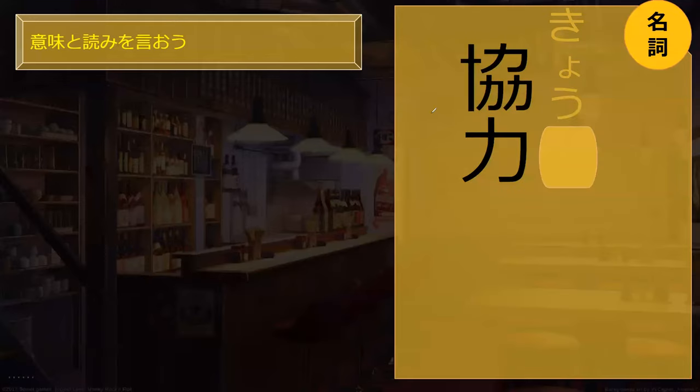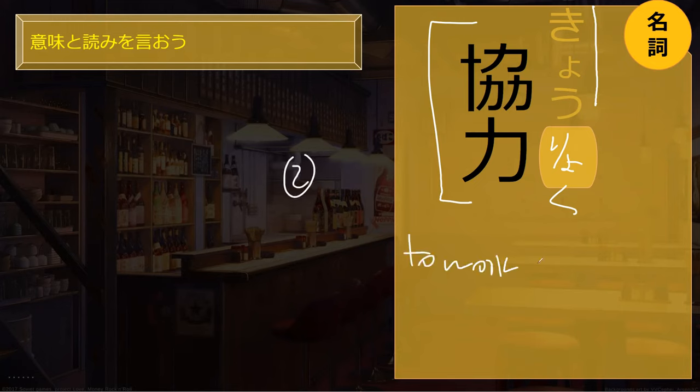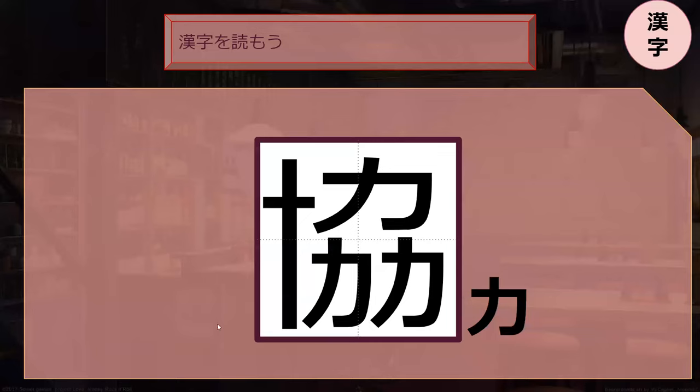Can you read this word for me? Kyoryoku. To help. Perfect. Sadly, not helping. So, kyoryoku, I think there's like two words for it. This is to work together, right? So I guess it's kind of like to help, to work together. Because we got all these chikaras piled together. So we got a piling up of help. So kyo, to work together. It ended with ryoku. What did it start with? Kyo.